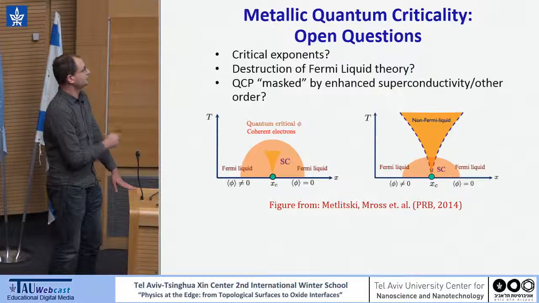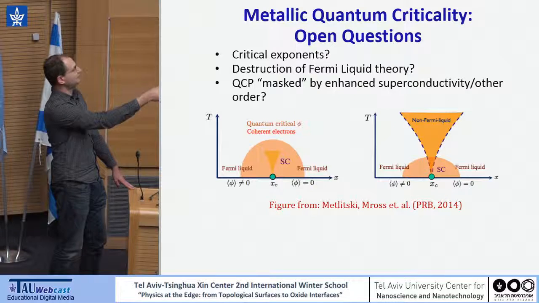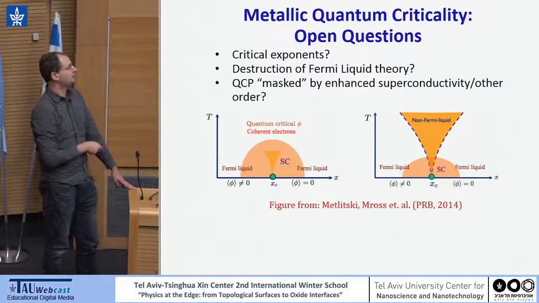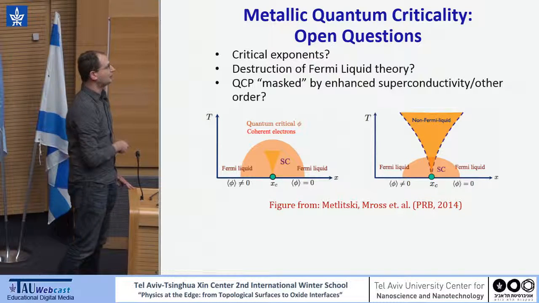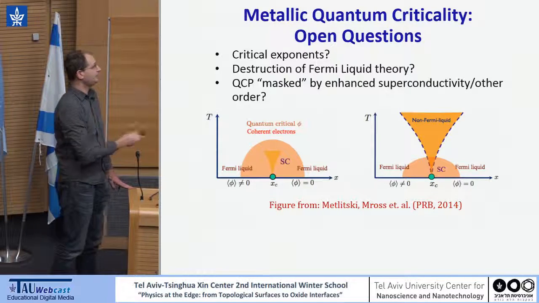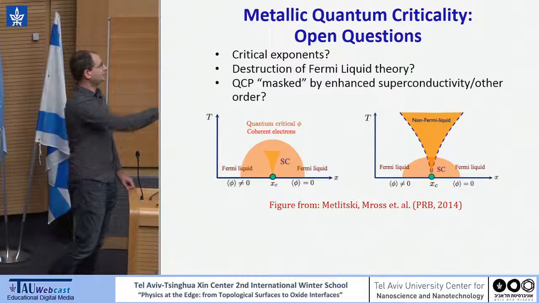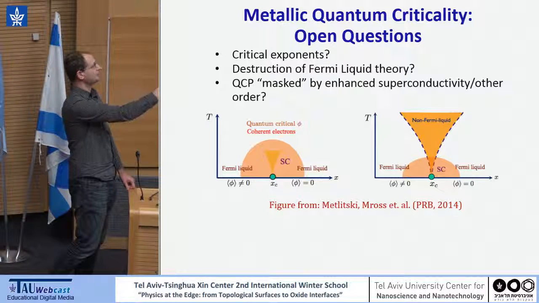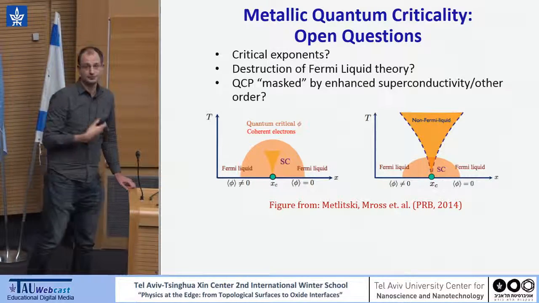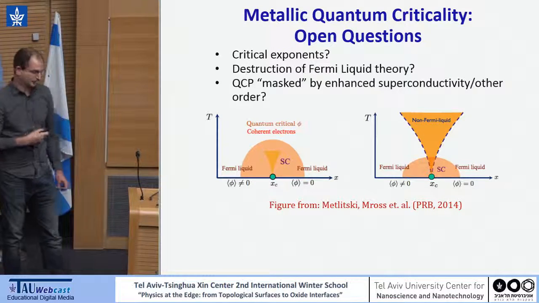Okay, so you expect something to break down. Either Fermi liquid theory breaks down, and then you'll get a non-Fermi liquid region above the quantum critical point, and then maybe at a lower temperature you get superconductivity, or the superconductor preempts the non-Fermi liquid, and you'll get a direct transition from something that looks like a Fermi liquid into a superconductor. And the quantum critical point is buried under the superconducting phase. Which one of these comes first is something that's under debate.